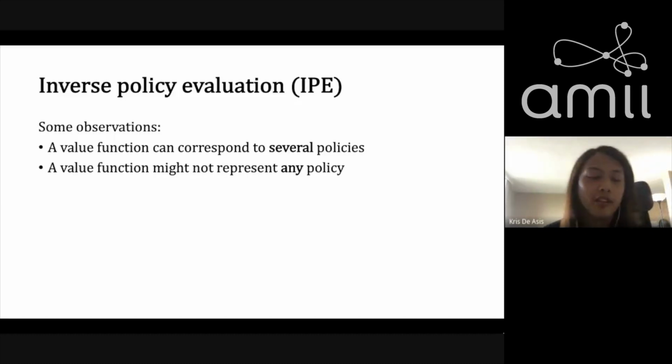Another observation is that a value function might not represent any policy, because the value functions form some polytope given some MDP, and it's possible that with value-based methods specifically, the values are outside of this polytope, and we'll talk about that more later.